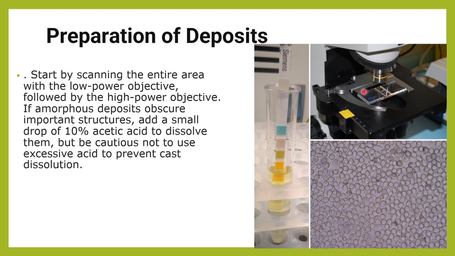So first you should always scan it under the low power and then go to the high power. Suppose sometimes there are too many amorphous deposits and you cannot see anything properly, then you can add a small drop of 10% acetic acid to dissolve all the amorphous deposit, but you should not use it excessively because this acetic acid will also prevent the cast dissolution.